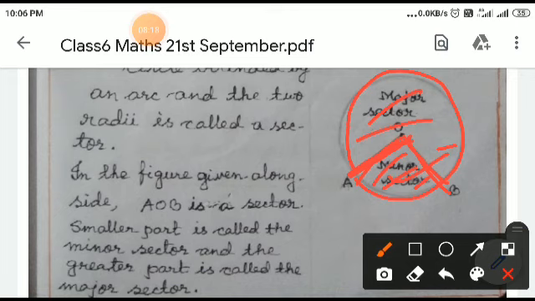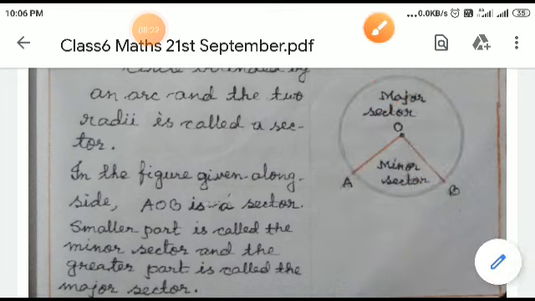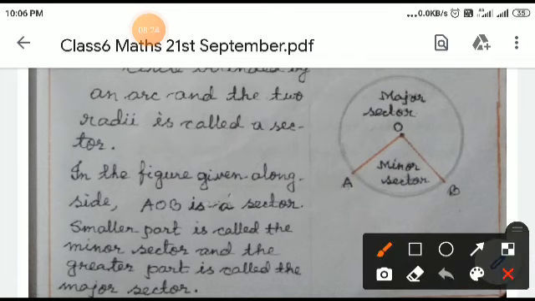The smaller part is called the minor sector and the greater part is called the major sector. Here it is the minor sector, the smaller part, and this is the major sector, which is the greater part. Otherwise, we can say the part of the circle bounded by a minor arc and 2 radii is called the minor sector, and the part of the circle bounded by a major arc and 2 radii is called the major sector. So we have got 3 more parts, that are arc, sector and segment.